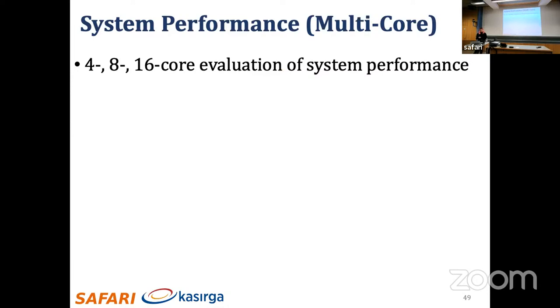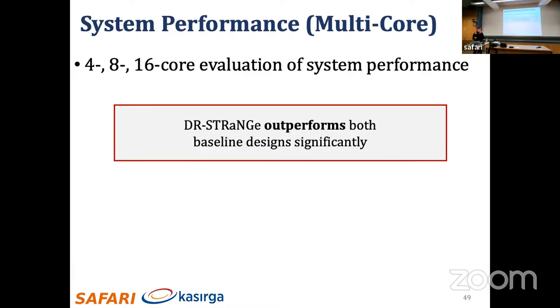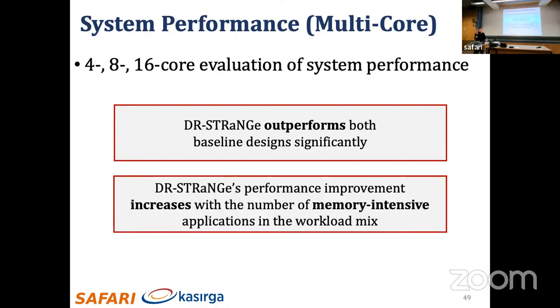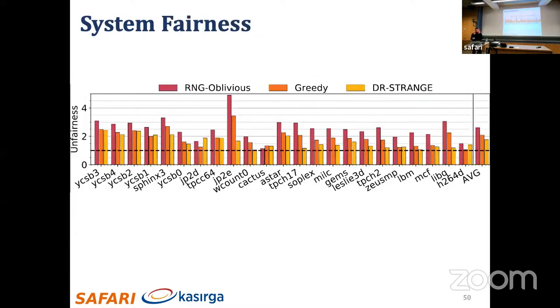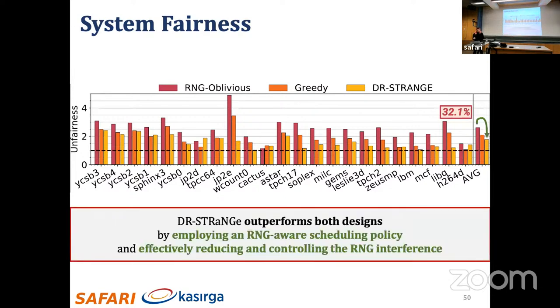We evaluate Dr. Strange with 4, 8, and 16 cores and show similar results to dual core evaluation results. We conclude that Dr. Strange outperforms both RNG-oblivious and greedy idle designs significantly, and the performance improvement increases with the number of memory-intensive applications in the workload mix. We compare the system fairness of the RNG-oblivious baseline, the greedy idle design, and Dr. Strange, and Dr. Strange improves system fairness by 32% compared to the RNG-oblivious design. We conclude that Dr. Strange outperforms both designs on average by employing an RNG-aware scheduling policy and effectively reducing and controlling the RNG interference.